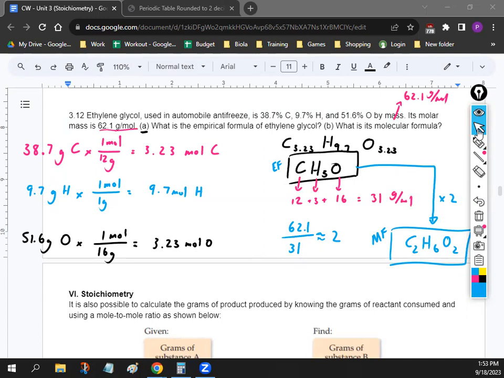So that's pretty much the extent of empirical formulas. If you're comfortable doing this, empirical formula should be kind of a breeze for you basically for the entire year. It's not going to get much harder than this one right here. Any questions on how to solve any part of it?